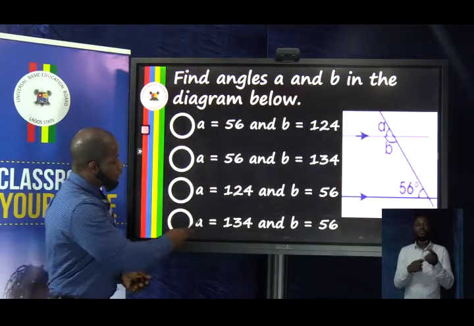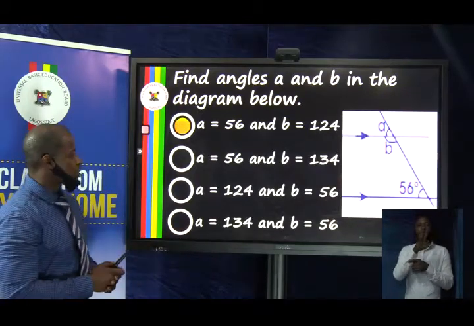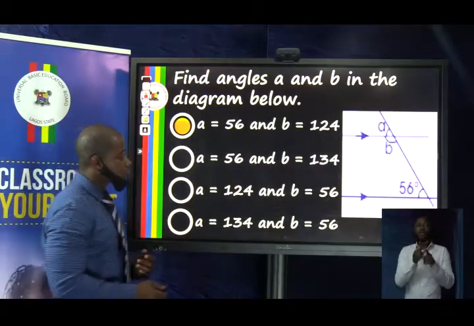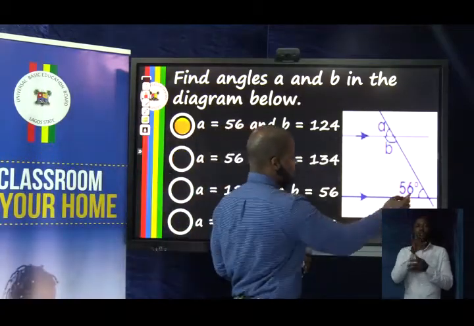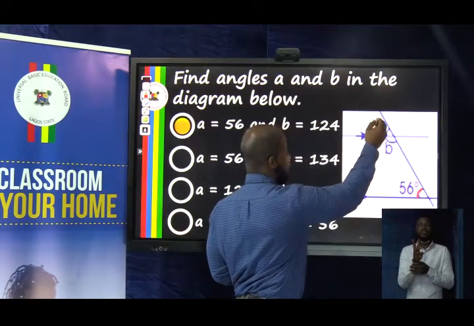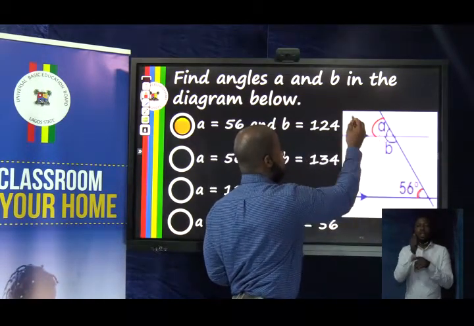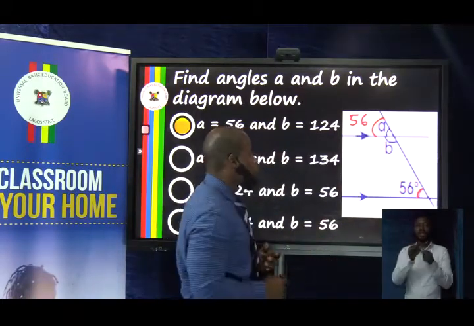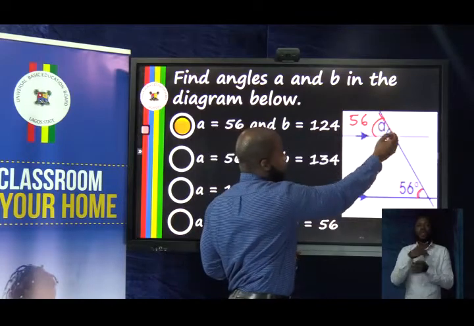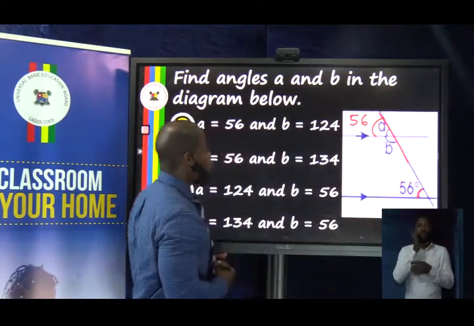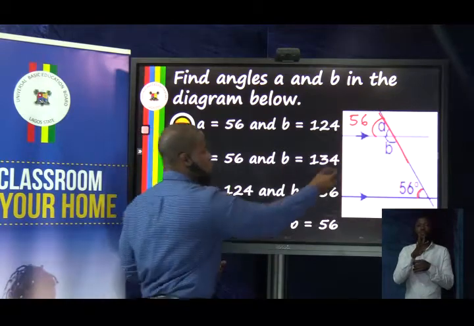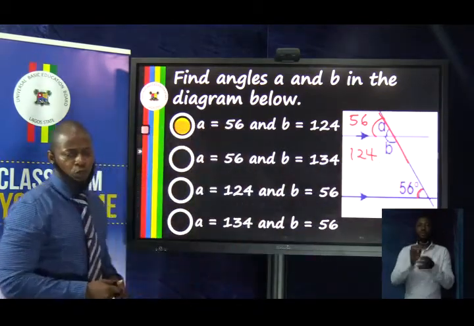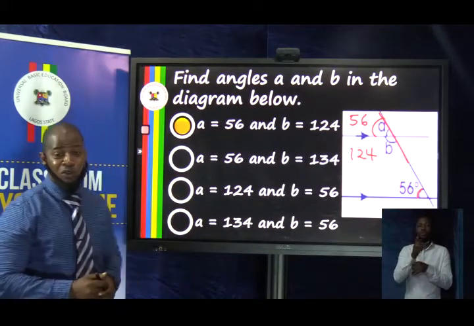Okay, so let's see what that answer will be. It says A is 56 and B is 124. Why? Let's show you how that answer is arrived at. Now, if B is 56, then if this angle is 56, then A will also be 56. Do you know why? Because they are corresponding angles. Now, if this is 56, angles on a straight line, you're going to get B to be 124 because they're supplements of each other and they must add up to 180. So subtract 56 from 180, you will get 124, my friend.